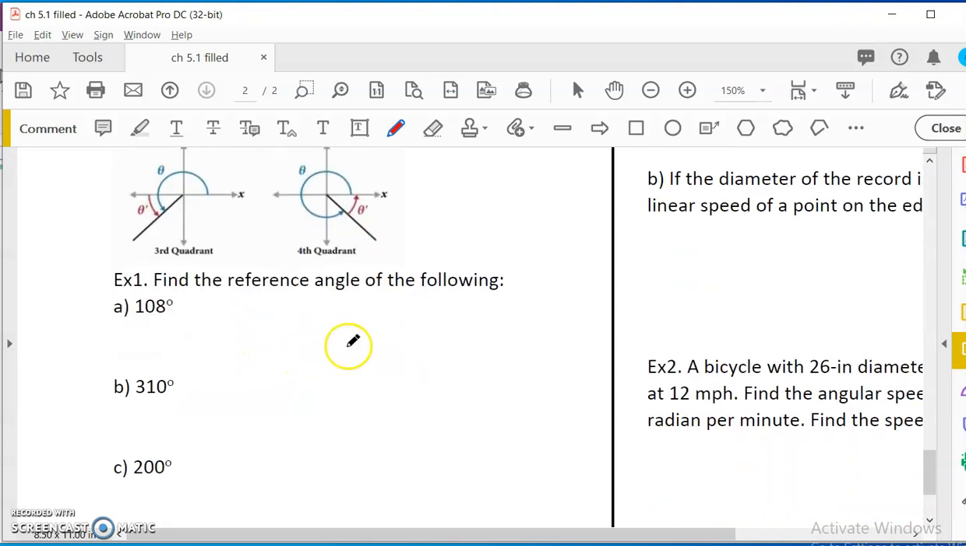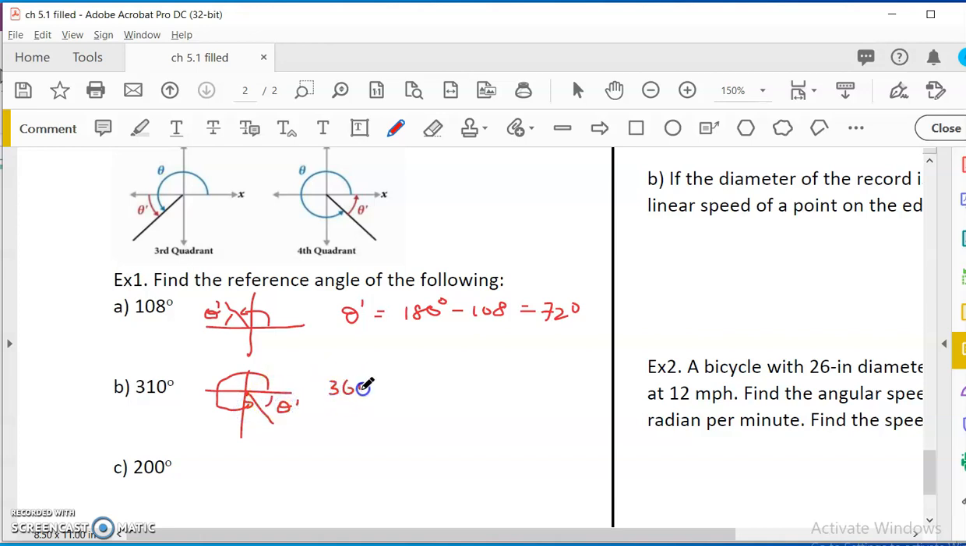So let's look at the reference angle of this. Where is 108? 108 is here, right? So my reference angle would be 180 minus 108, which equals 72 degrees. This is theta prime, right? What is 310? 310 is kind of here. What is theta prime? Theta prime is the gap between 310 and 360. So we have 360 minus it, so that's 50 degrees.